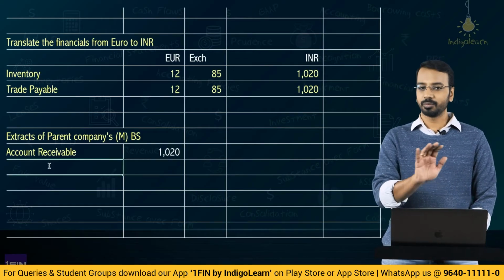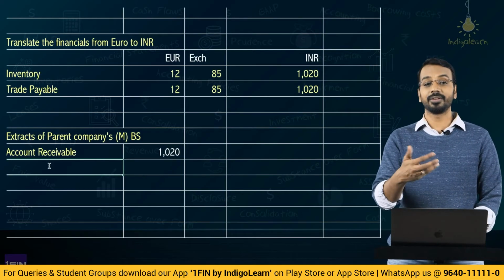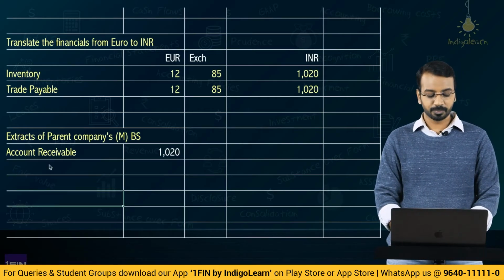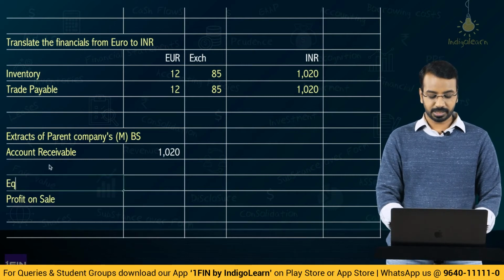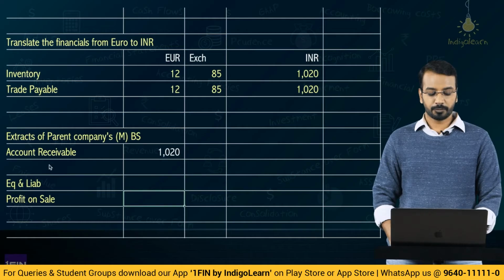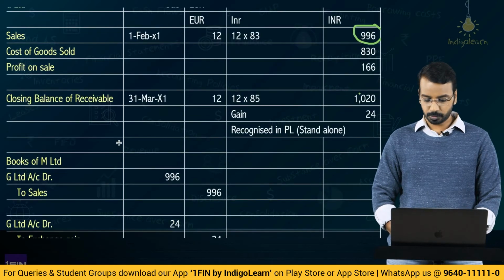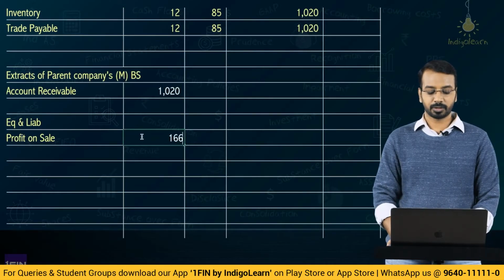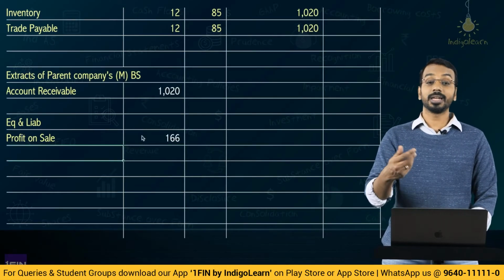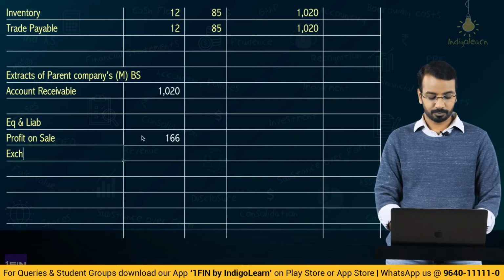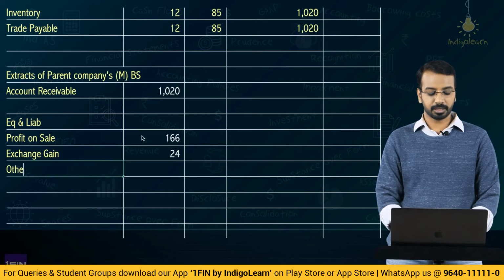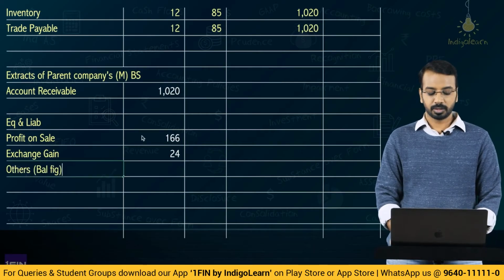Then do we have inventory? We do not have inventory. Do we have any other asset related to this transaction? No other asset. Then the other thing we have is profit on sale, that will be on your equity and liability side. We had calculated the profit on sale as 166. Then the exchange gain is 24, and others can be a balancing figure.